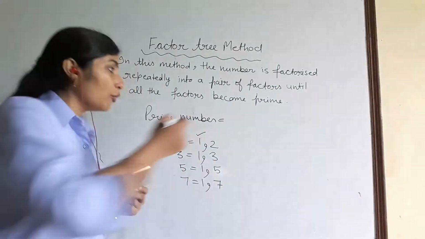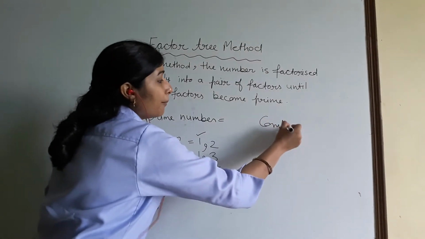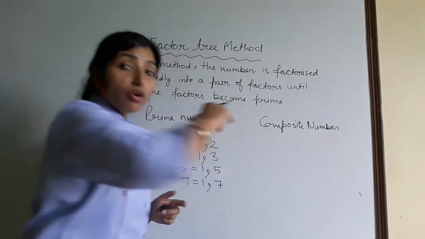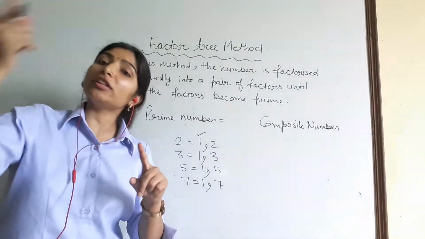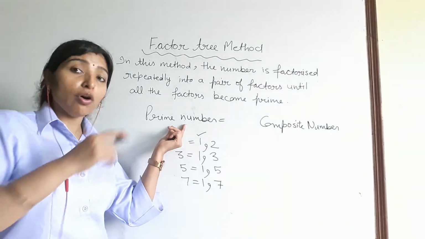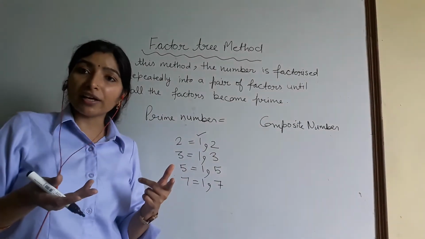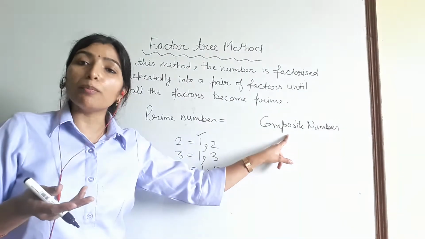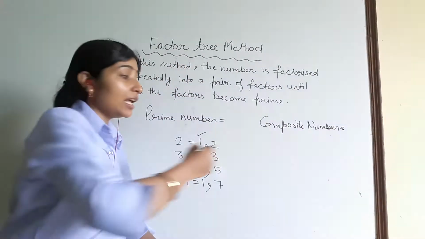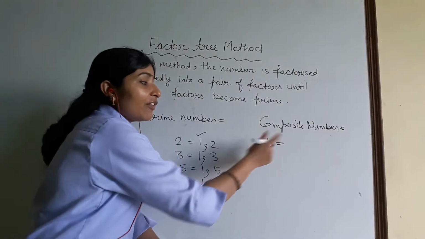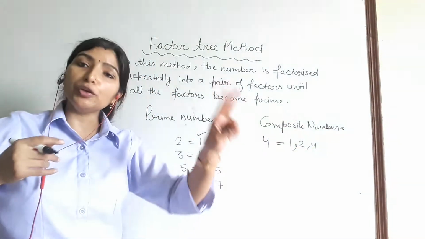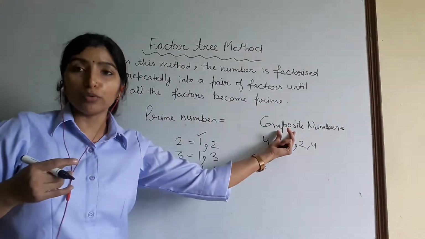And what are composite numbers? Composite numbers are those numbers which have more than 2 factors. तो 2 factors वाले को तो आप प्राइम नंबर बोलते हो. अगर 2 से ज़्यादा फैक्टर है तो उसे आप क्या बोलेंगे? कंपोजिट नंबर्स. Like 4. What are the factors of 4? 1, 2 and 4. It has more than 2 factors, that's why it is a composite number.